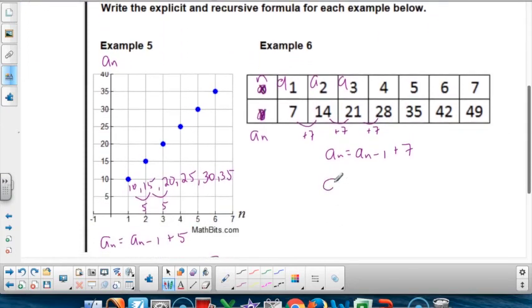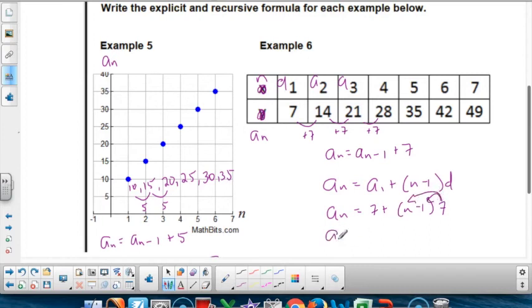The explicit, again, takes a little bit more work. I need a first term and a common difference. So the first term is 7, and then the common difference is also 7. I like it when that happens. I don't know why, I just do.